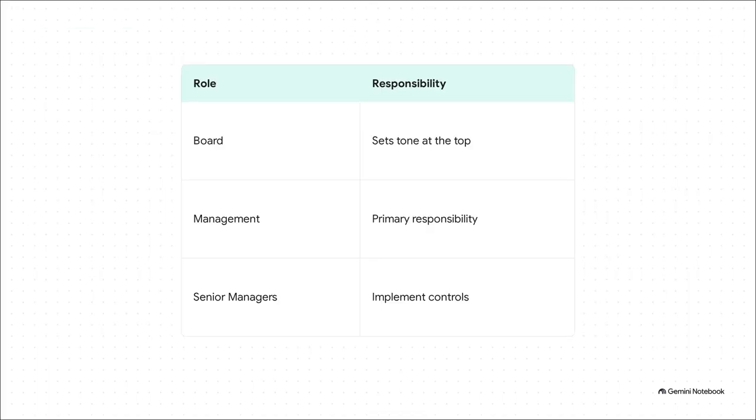So whose job is it to stop all of this? The truth is, everyone has a part to play. The board sets the tone at the top and evaluates the anti-fraud activities overall. But look closely at management. They carry the primary, heavy-lifting responsibility for establishing, monitoring, and controlling the actual processes to prevent and detect fraud. Senior managers are right there in the trenches with them, implementing those controls day to day and establishing clear escalation procedures for when things inevitably go wrong.